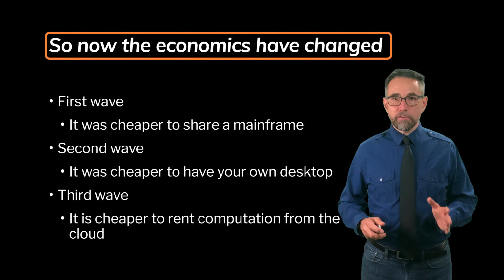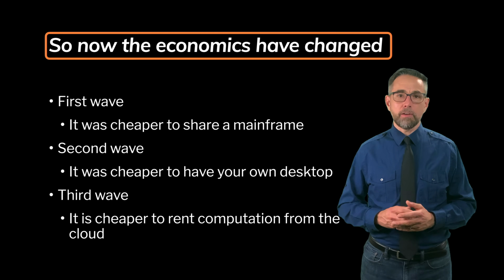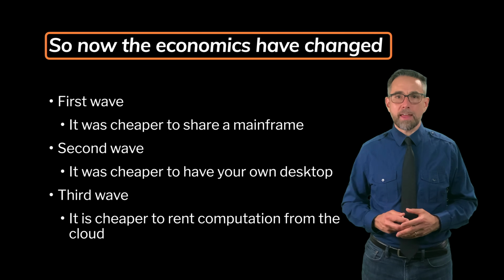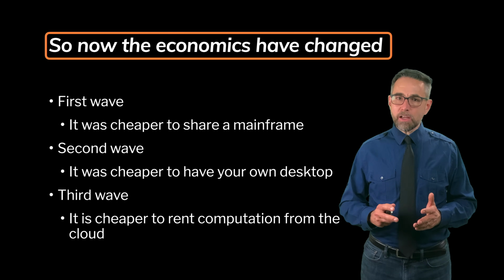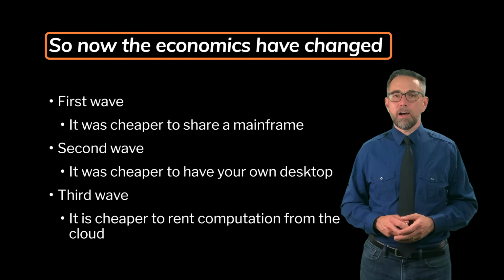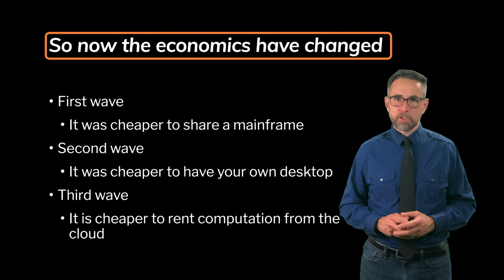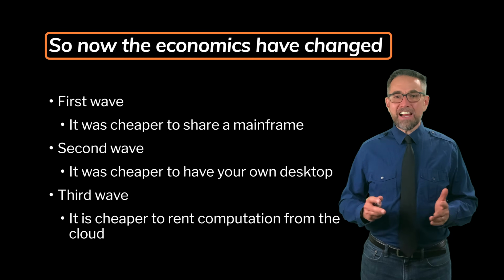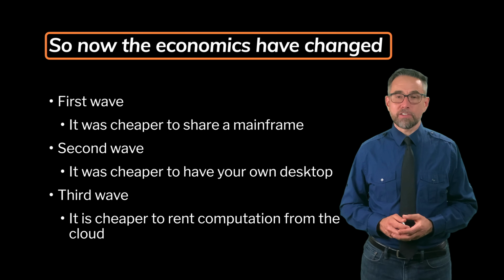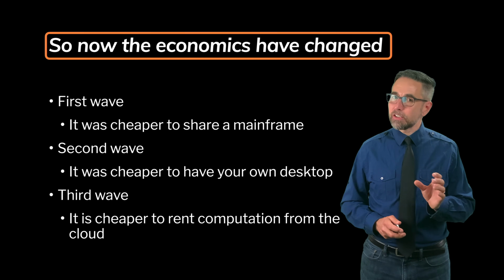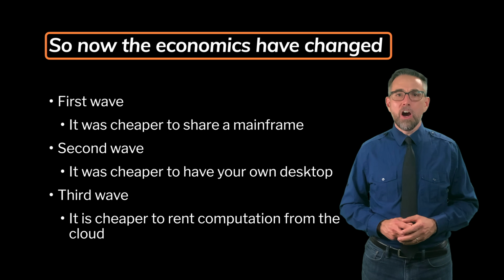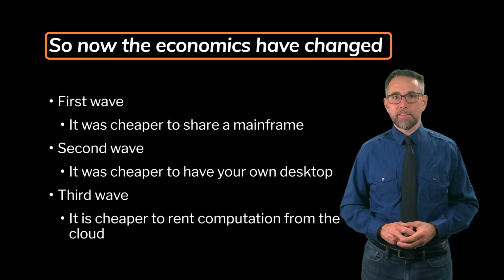The first wave of computing, if you use the ubiquitous computing framework, it was cheaper to share a mainframe, because mainframes were very expensive and we're all going to go to that mainframe in order to use it. In the second wave, it's cheaper to have your own desktop: the IBM PC, early Macintosh situation. In the third wave, it's now cheaper to rent computation from the cloud because of the changes to the landscape that I've described. In some ways, this looks a little bit like going back to the first wave, because now we're going back to a data center, although the data center looks radically different than it did in the first wave.